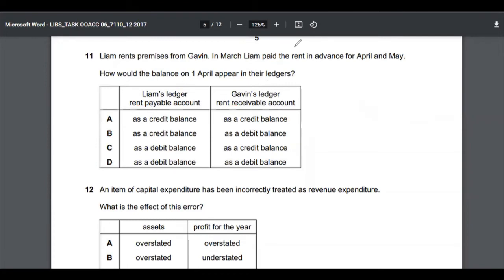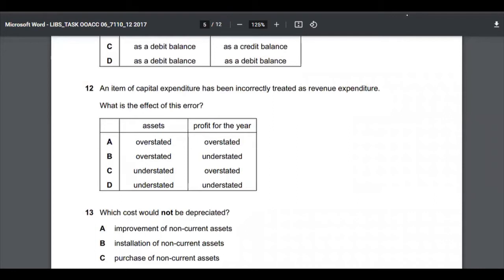Let's look at multiple choice 12. An item of capital expenditure has been incorrectly recorded as a revenue expenditure, right? So it should have been capital expenditure, but it is recorded as a revenue expenditure. What is the effect of this error? Your assets are going to be understated, and because you increased your expenses, your profit is going to be understated, right? So the correct answer to multiple choice 12 is option D.